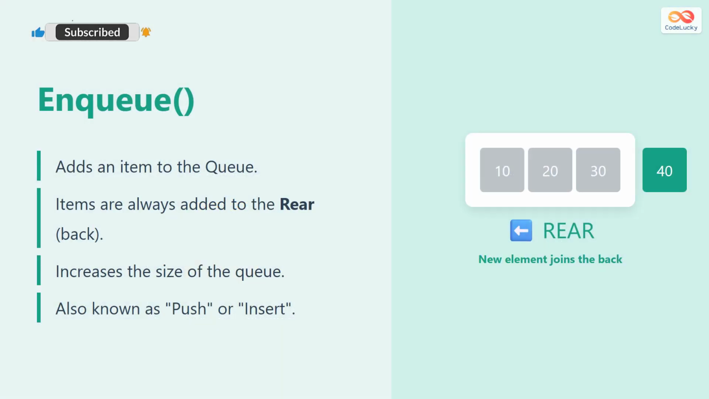Now let us talk about the operations. The first one is enqueue. This operation is used to add an item to the queue. Important to note, items are always added to the rear or the back of the line. This operation increases the total size of the queue.